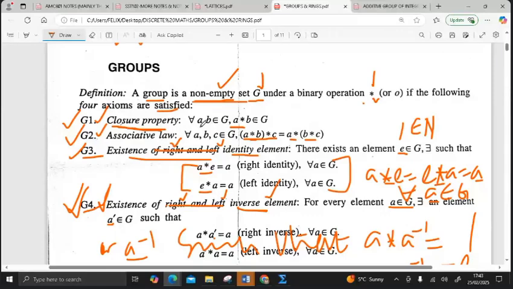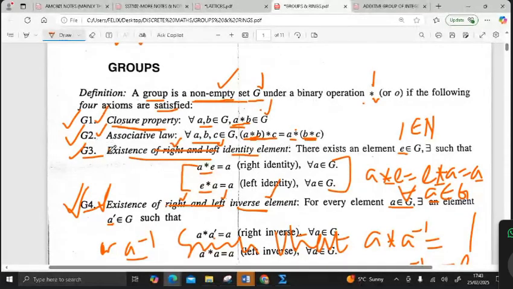So you have a group. At any given time, if you define a group, it is a non-empty set. It should not be empty. Under binary operation star, that satisfies the following properties: closure property, associative property, existence of the identity element, and the existence of the inverse element.